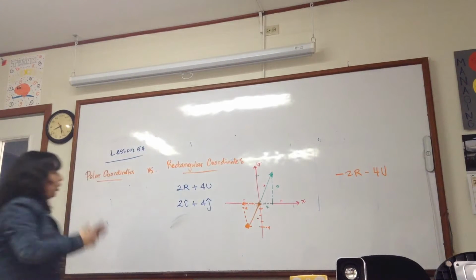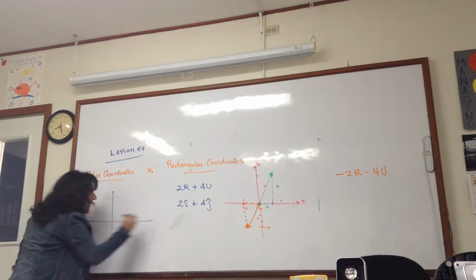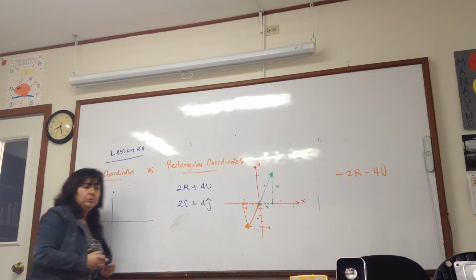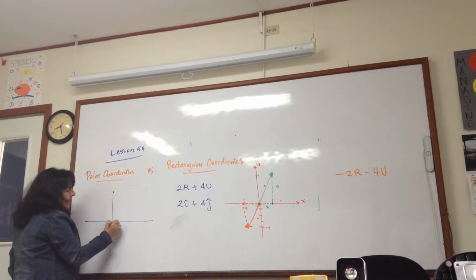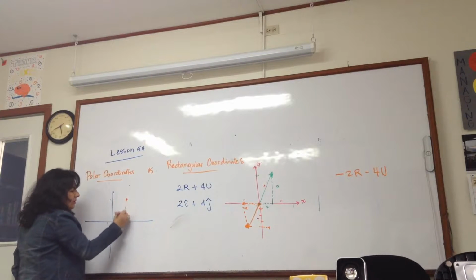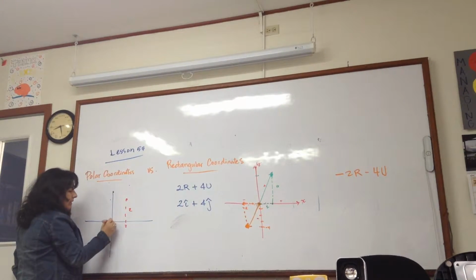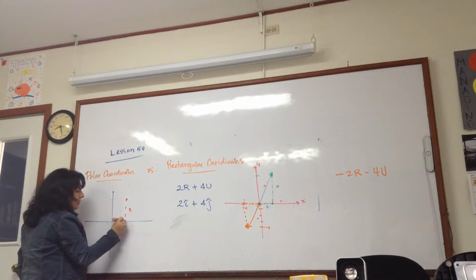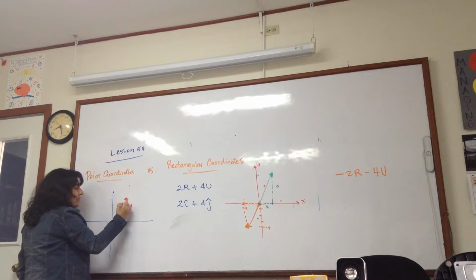let me go to polar coordinates. It's exactly the same thing, but expressed differently. I have the same exact thing. We had it here, right? There was a 2 here, and then a 2 here, 4 here, right? 4 and 2. And we had this vector going this way.